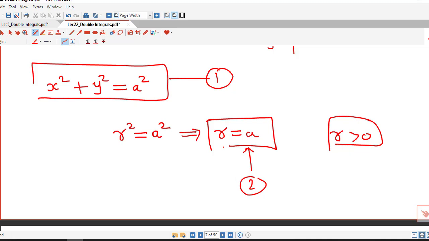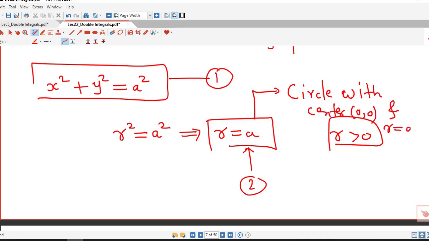Whenever we are given r equal to a, we will remember that this represents a circle with center origin and radius a. So r equal to a is the polar equation of a circle with center (0, 0) and radius a. For example, if I have r equal to 3, then I will consider this circle with center (0, 0) and radius 3. So the radius is 3, center is origin.